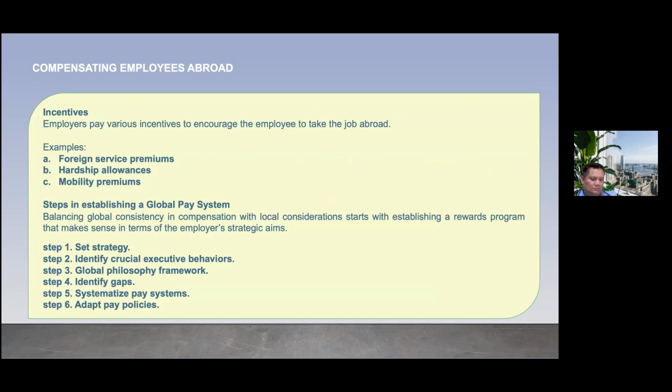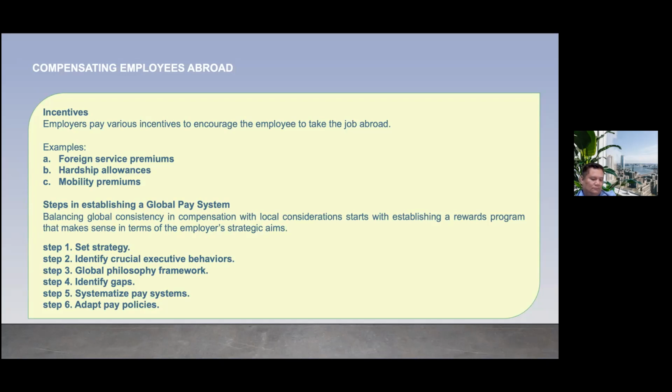Incentives. Employers also pay various incentives to encourage the employee to take the job abroad. For example, they have foreign service premiums, which are financial payments over and above the regular base pay. These typically range from 10% to 30% of base pay and appear as weekly or monthly salary supplements. There are also hardship allowances that compensate the expatriates for hard living and working conditions at certain foreign locations.